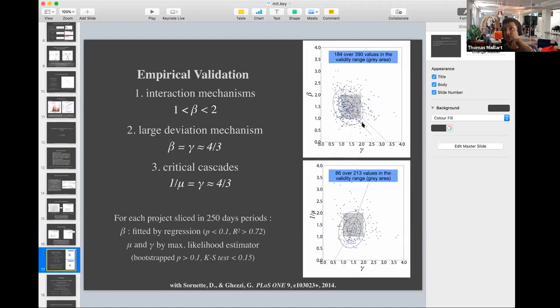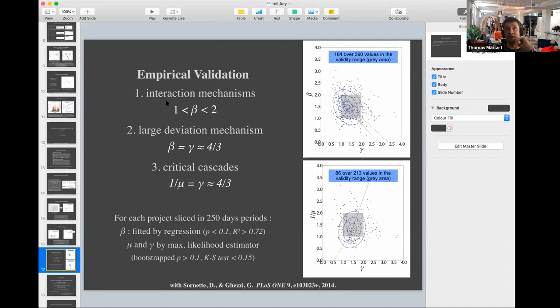I mean, it's a bit blurry. But we looked at the gray area, which we believe is the validity range, where we expect beta to be between 1 and 2, while gamma should also be between 1 and 2. This gray area shows where 184 points over 390 values are in this validity range. So it's not perfect. It's not a science paper, because the data is still not that good.